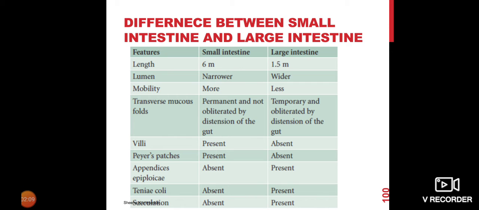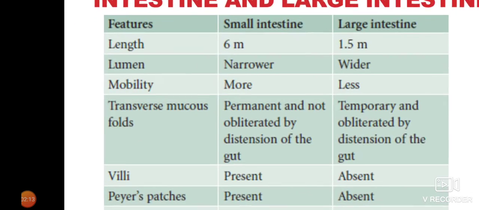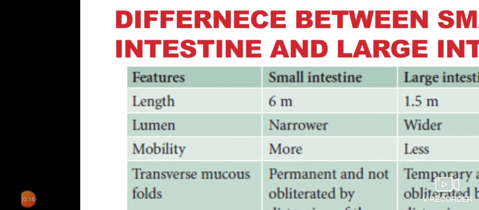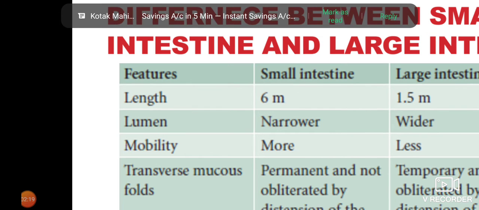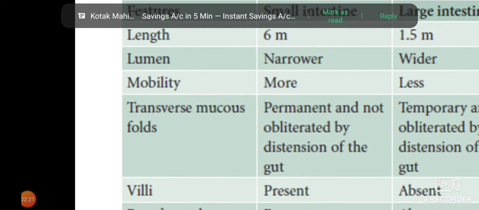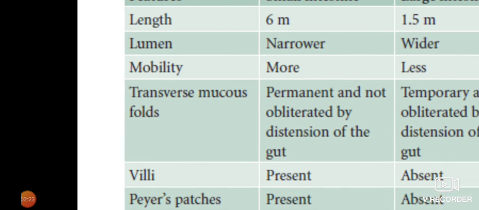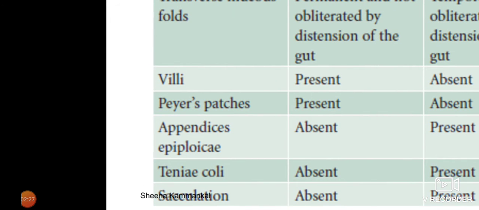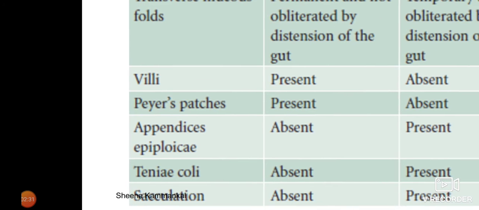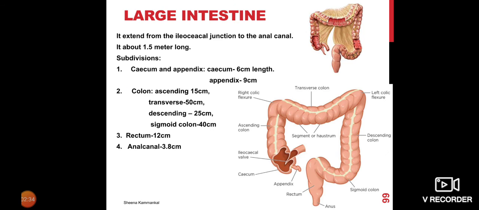We'll see the difference between the small intestine and the large intestine. The criteria which make the difference are the length, lumen, mobility, then transverse mucous folds, villi, Peyer's patches, appendices epiploicae, tinea coli, and sacculation. We'll see the different features which are peculiar to the large intestine.